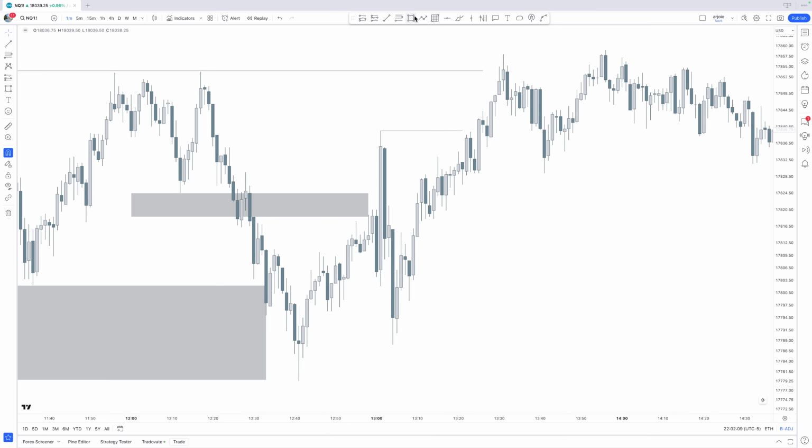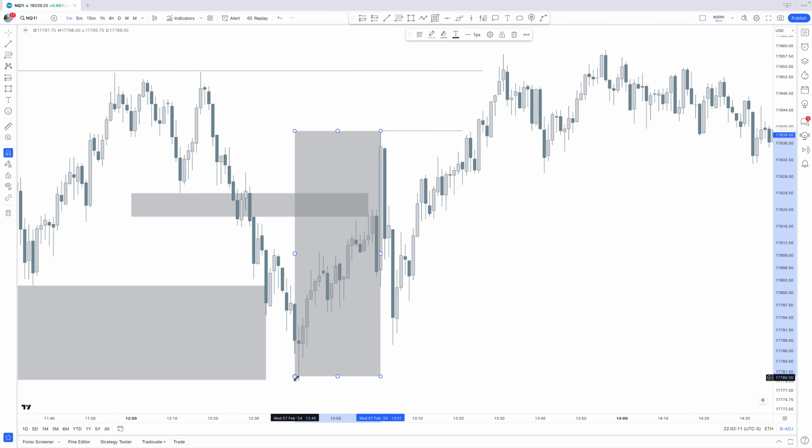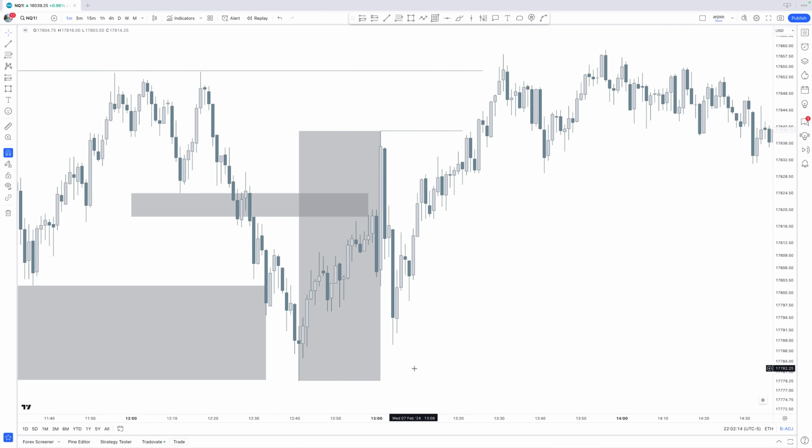So we know the 50-50 area right there, and we know we want a close above it. So the first step right there is identifying the 50-50 area. Second step, close above it. Third step is a fair value gap, ideally going above or below the low.